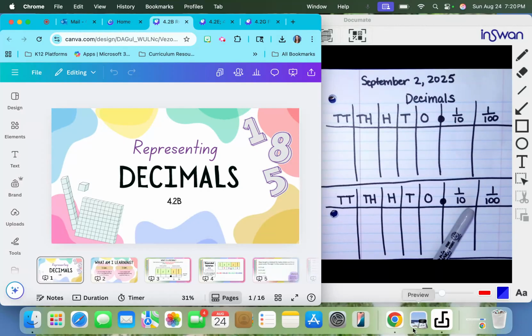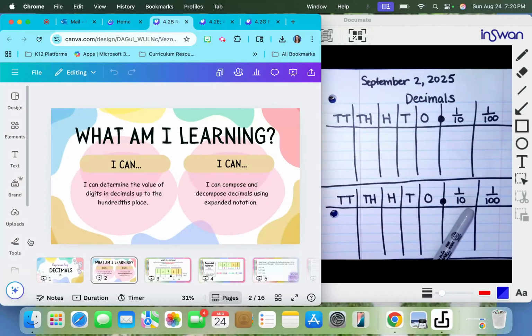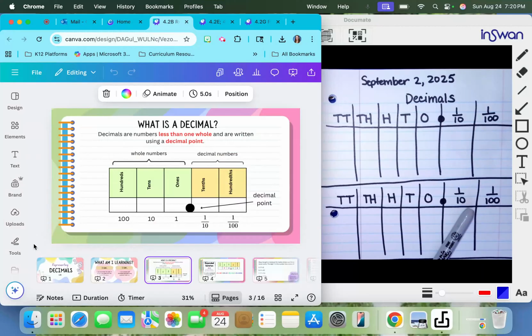materials. All right. Today, we are going to be determining the value of digits and decimals up to the 100th place and composing and decomposing decimals using expanded notation. I know that we've done expanded notation already in this unit with whole numbers. Today, we're going to be extending that to include decimals. So let's review what we have learned so far about decimals in this unit.